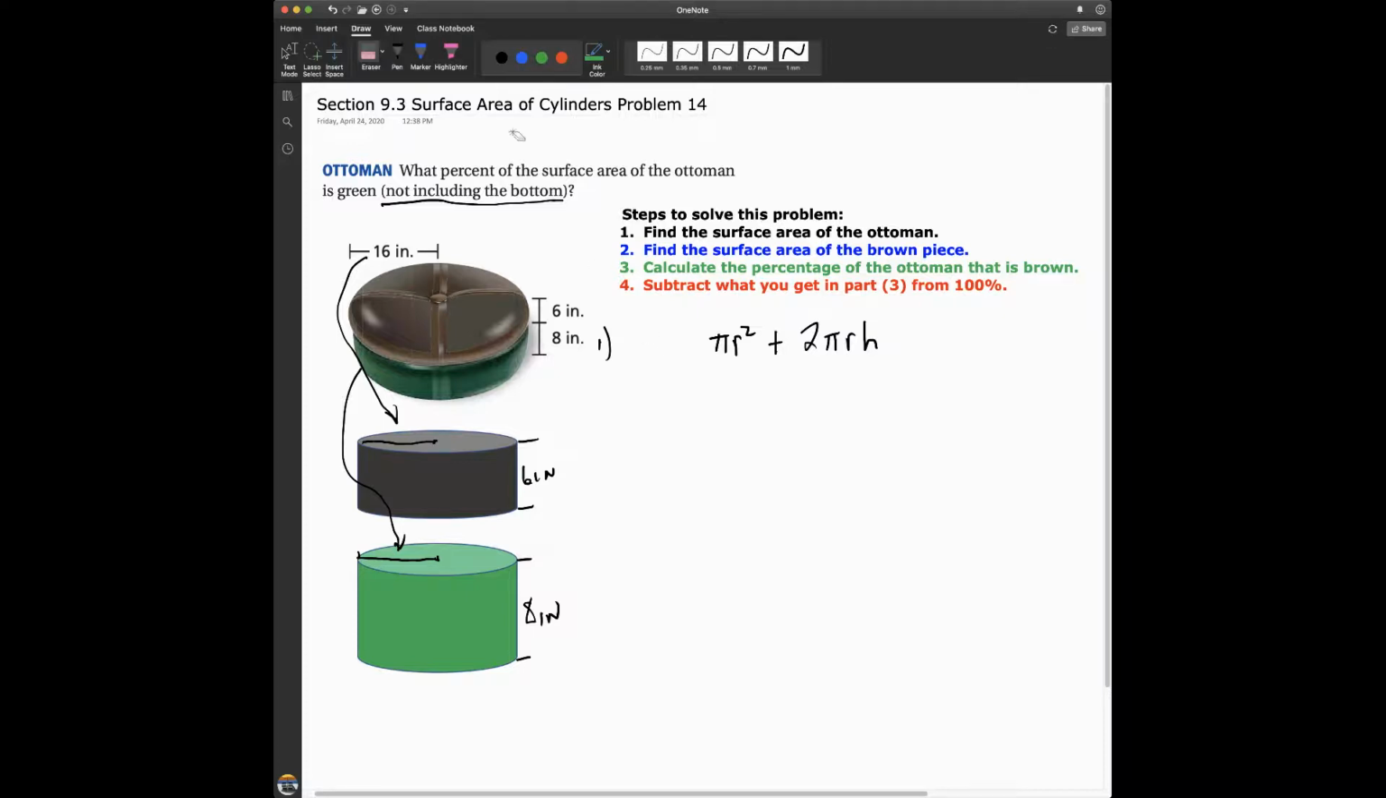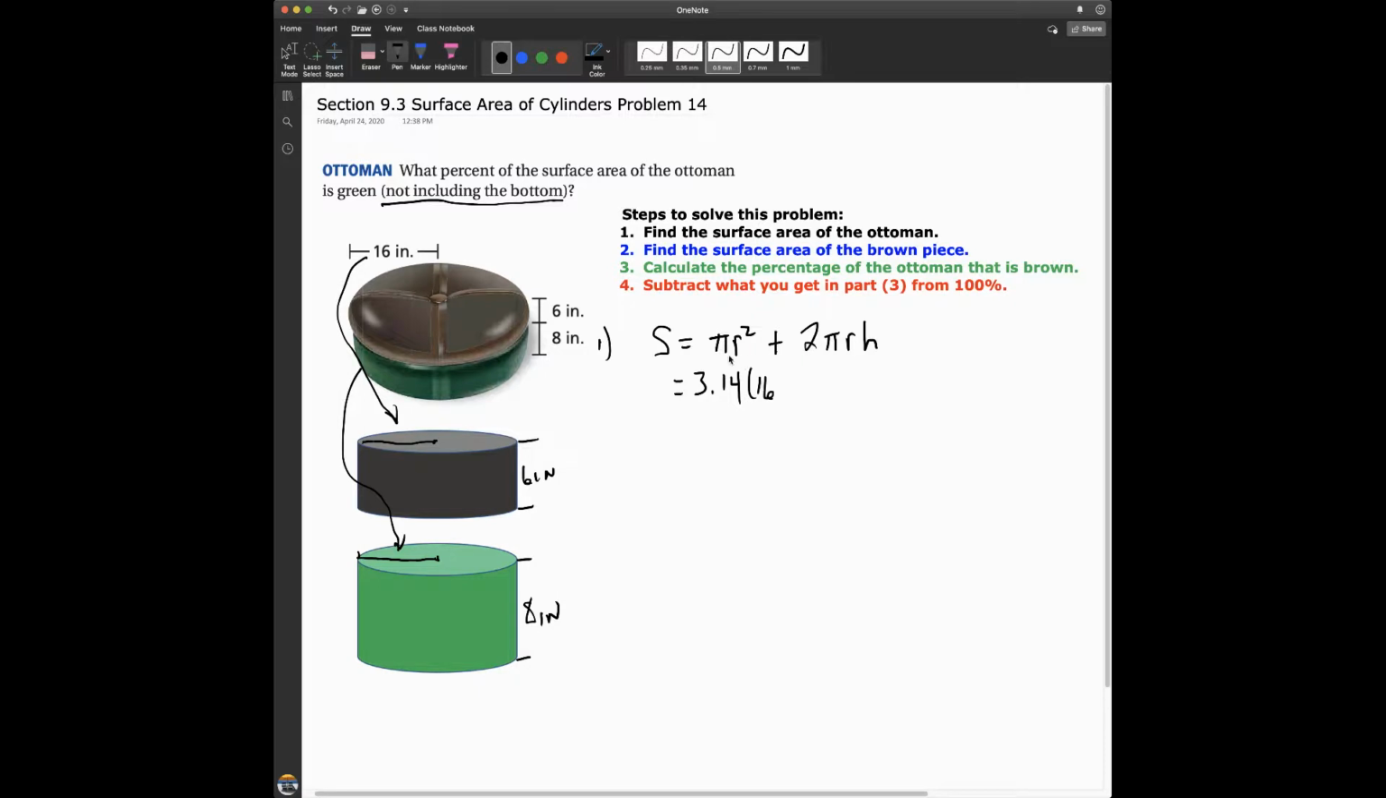So let me write this formula again. I just need to figure out the surface area of one of the circles, the one on top, plus the piece that is going around, the lateral surface of the cylinder. That's what we call that. So now I just have to plug the numbers in. Okay, so this is 3.14 times the radius of the ottoman, 16 inches.